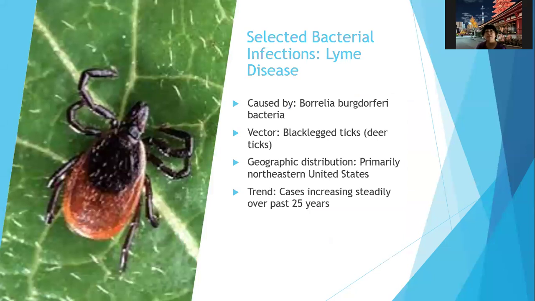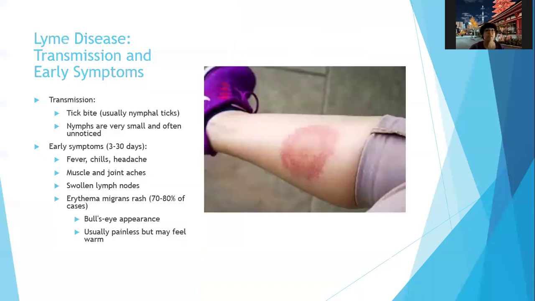Lyme disease is a bacterial infection, and its insect vector is deer ticks. Primarily the northeastern United States has bacteria-infected deer ticks. And there's been a trend of cases steadily increasing over the past 25 years. And Lyme disease has early symptoms, like in the first month. It's usually transmitted by a tick bite, and ticks have different stages of life, and usually it's the nymphal ticks. They're very small and often go unnoticed. They're not the adult ones.